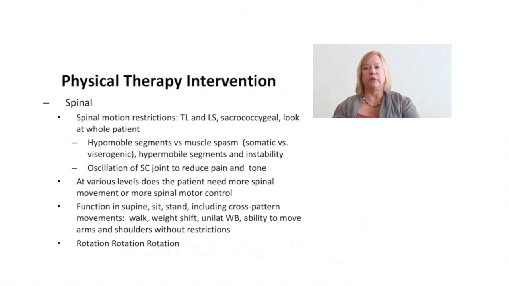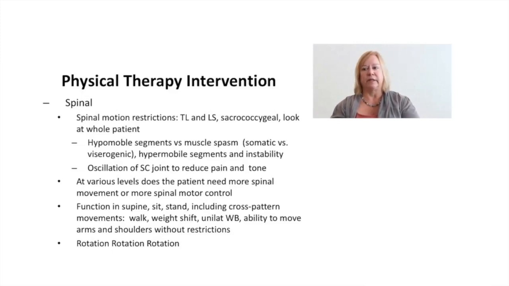So the spinal motion restrictions at the thoracolumbar junction, the lumbosacral junction, the sacrococcygeal, and how that affects the whole patient and their ability to move, stand, rotate, and change positions. We want to find hypomobile segments and decide if it's really a hypomobile segment or if it's muscle spasm, muscle holding, if it's somatic versus viscerogenic, or if it's hypermobile, moving too much and a little bit irritable. We want to look at oscillations of the SC joint to see if we can reduce the pain and the tone around the perianal region.